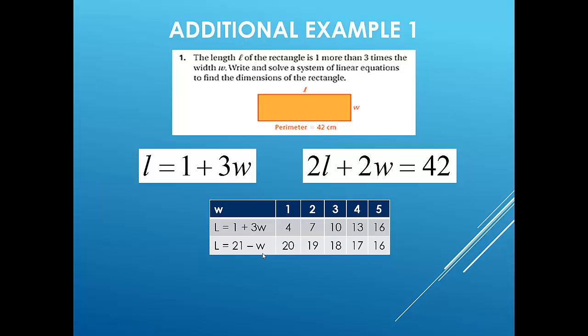Now we're going to plug in our values for W to see what L equals. So first we'll start with 1, and 3 times 1 is 3, and 1 plus 3 is 4.